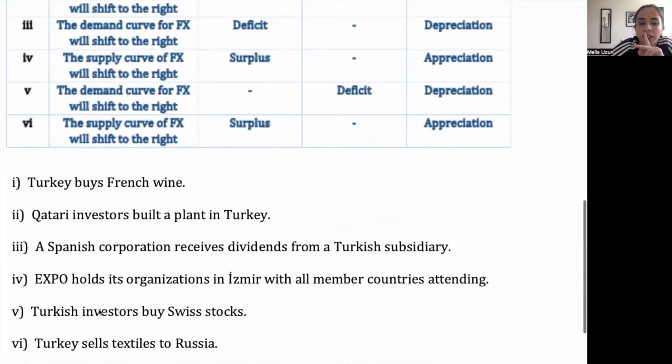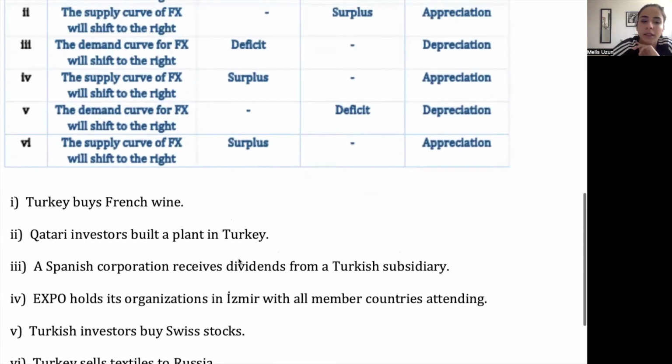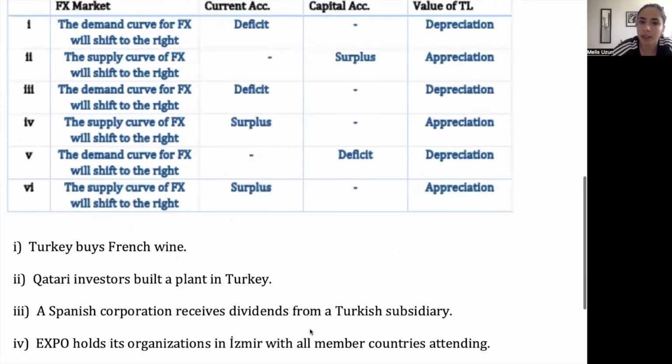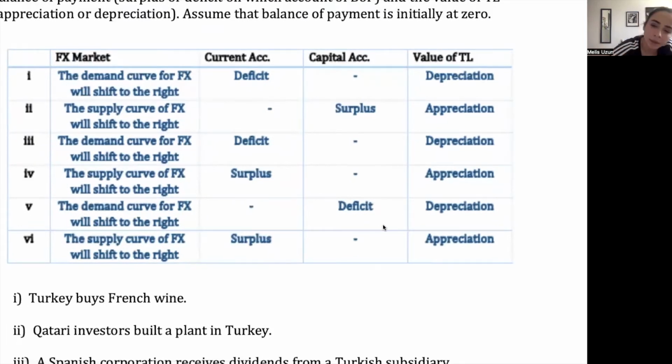And Turkish investors buy Swedish stocks. Again, there will be a need to have dollars in order to buy the stocks. So there will be a demand for foreign exchange, and there will be an outflow from Turkey to a foreign country. That's why there will be a capital account deficit, and it will depreciate the value of TL.